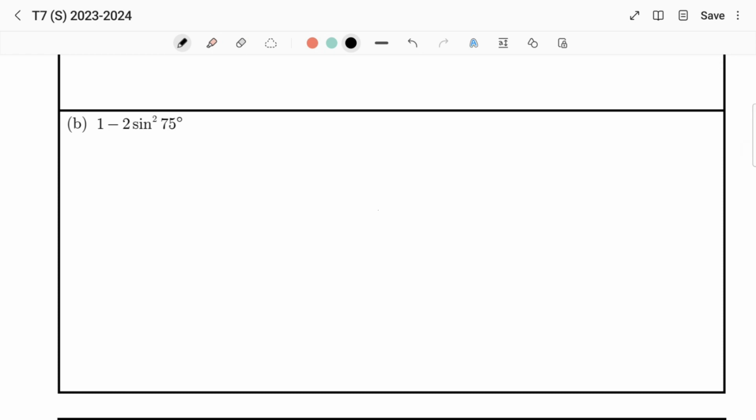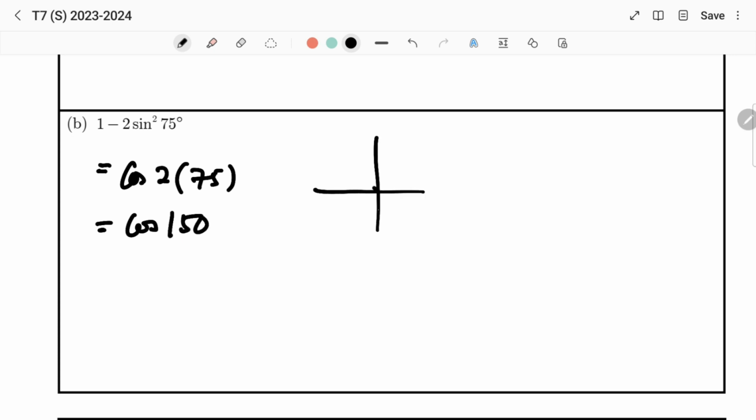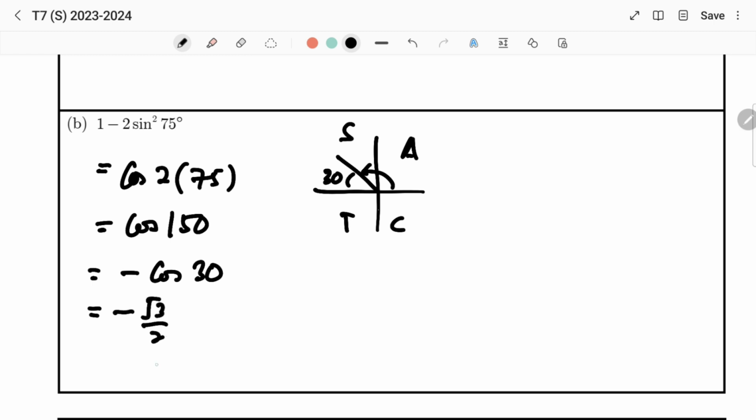Example 10, part B: 1 minus 2 sine squared 75. We have this equal to cos 2 times 75, so this is cos of 150. 150 is in the second quadrant, so this is 30. Using ASTC, that will be negative cos 30, because in the second quadrant only sine is positive, so cos will be negative. So the answer should be negative root 3 over 2.